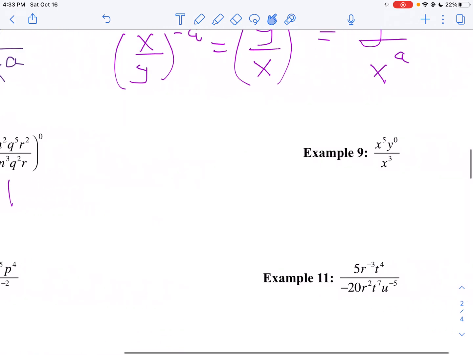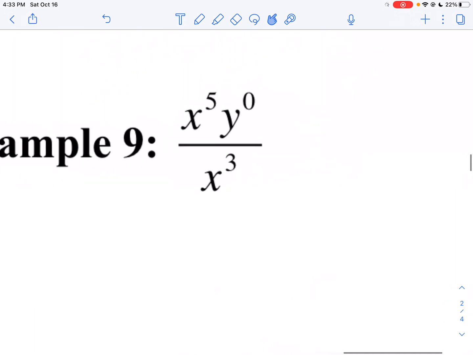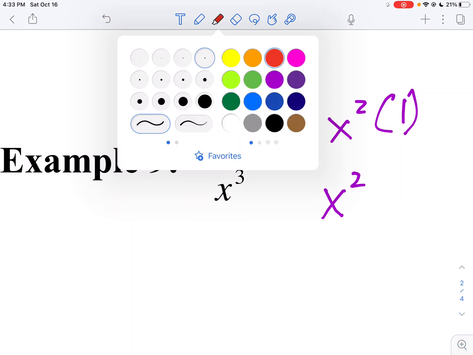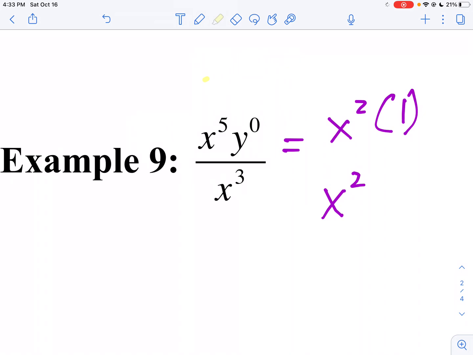Let's take a look at example 9 now. Now, I'm going to subtract my exponents. So 5 minus 3 is 2. So my answer is x squared. Anything to the 0 power is 1. And I'm going to just say my answer then is x squared, because if you have anything times 1, it's that number, isn't it? We always write our answer with positive exponents. We never leave them with negative exponents or 0 exponents.